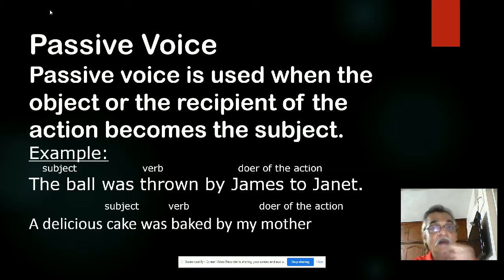Now we look at the earlier sentences we had used. James threw the ball to Janet. That was earlier, the active voice. What does it become now in the passive voice? The ball was thrown by James. So the doer of the action now becomes the object, and the earlier object of the ball in the active now becomes the subject in the passive.